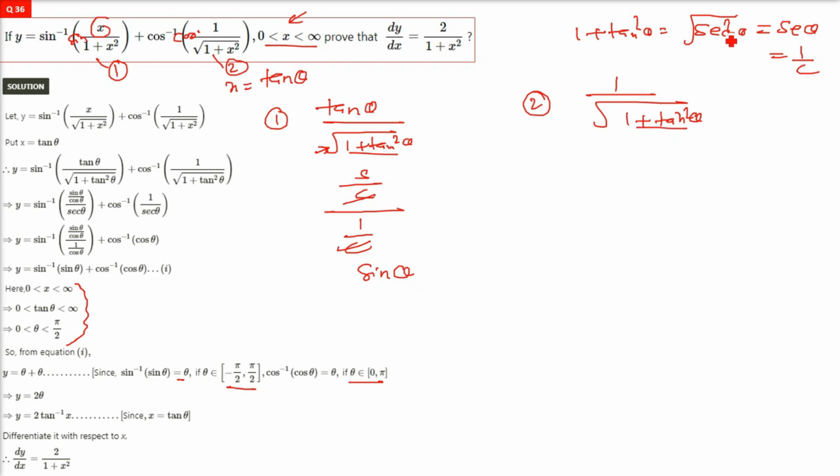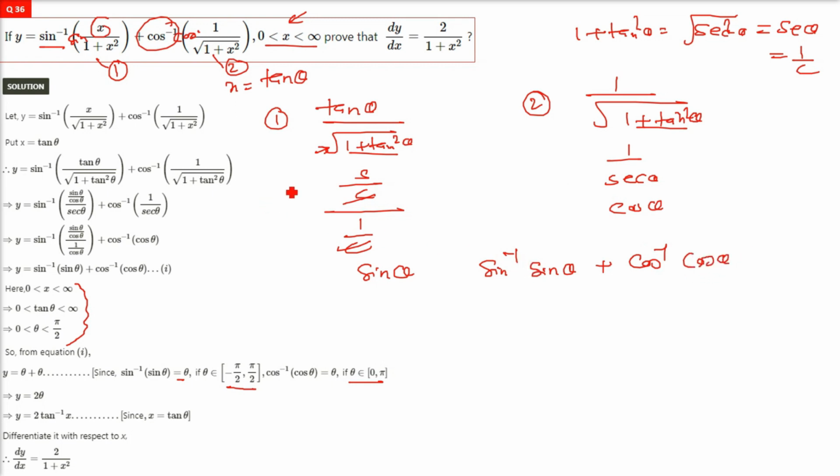1 plus tan square theta again is sec square theta. Under root of sec square theta is sec theta, so you get 1 by cos theta. So basically cos theta you will get. So what will be the final thing? Sin inverse sin theta plus cos inverse, and this is cos theta.